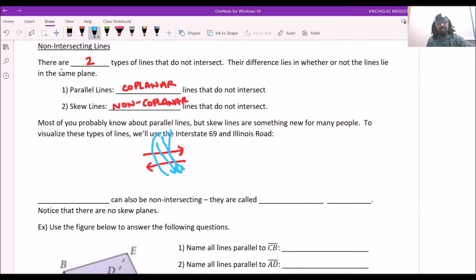Okay, so skew lines are lines that don't meet, but not because they are parallel, but because they do not share the same plane. Skew. So parallel would be lines like this that don't touch. Skew would be lines like this that don't touch, but only because they do not share the same plane.